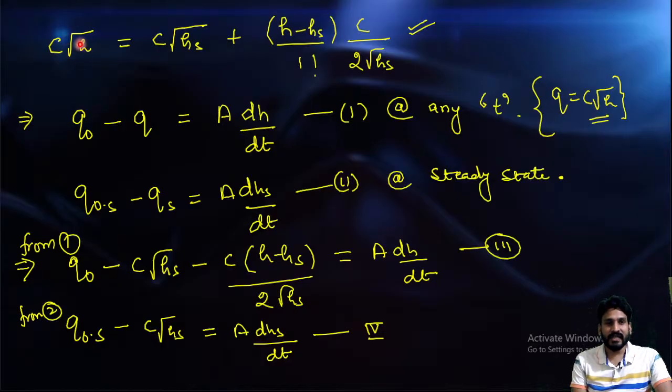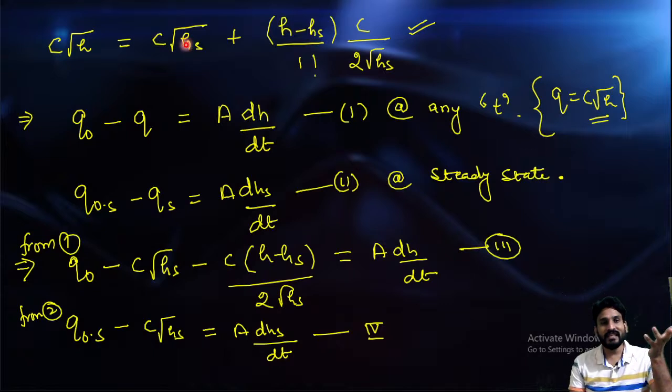C under root h. H is the height of the liquid level and that can vary. So h is my variable, but hs is a fixed value. The height of the liquid level at the steady state will be a constant number. It may be 10, 12, 15, 20. So it is a constant term. It is not even a variable, so you cannot say it is linear. Linear or non-linear applies only if there is a variable. hs is a number, the height at the steady state is a constant number.